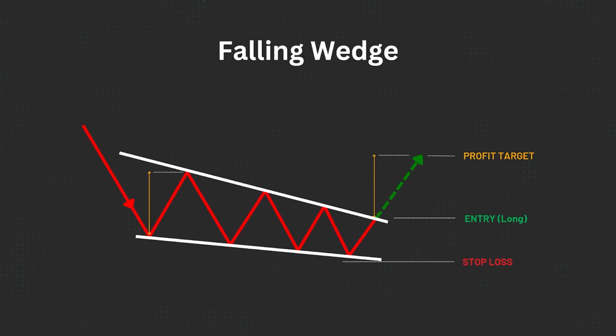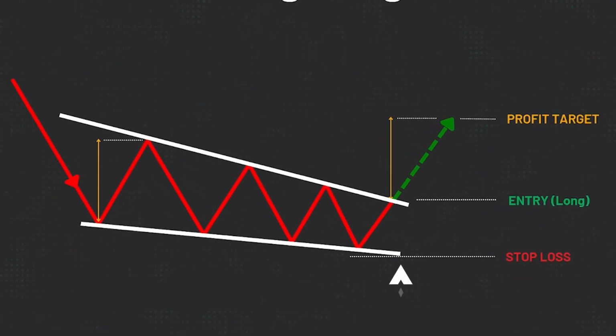The profit target is generally set at a distance equal to the highest high and lowest low points of the wedge, as shown by the orange arrows. For managing risk, the optimal stop loss would be placed just below the lower trend line of the wedge.